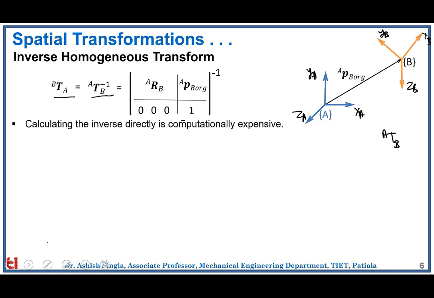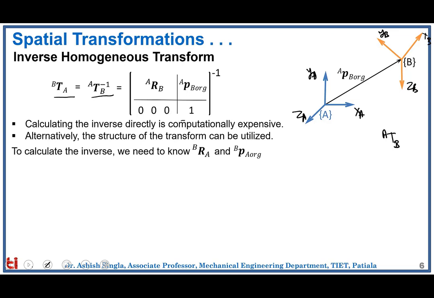Alternatively, what we can do is exploit the structure of the original transform and calculate the inverse in an efficient manner. Now to calculate the inverse, we need to know the rotation matrix, which shows the orientation of frame A with respect to frame B, and also this vector which describes the origin of frame A with respect to frame B.